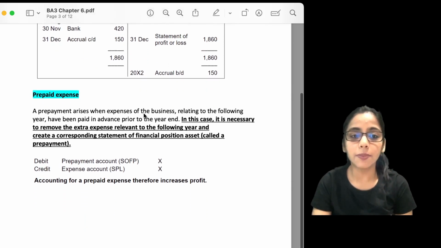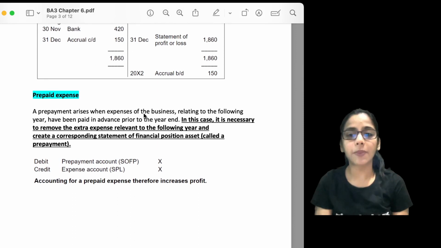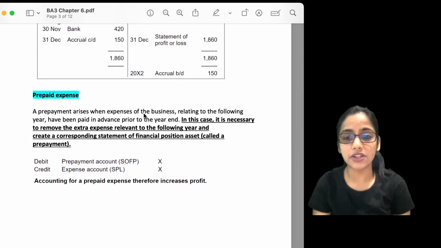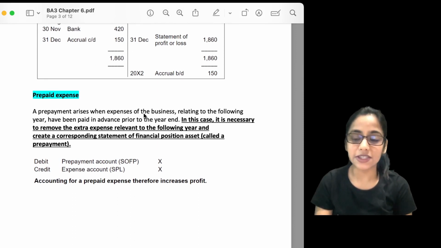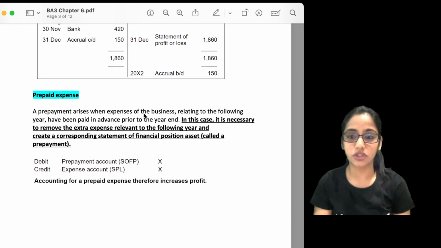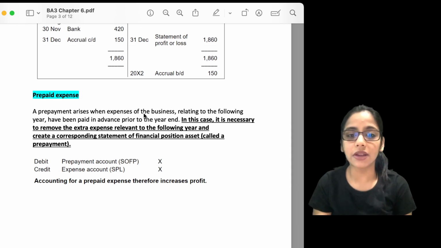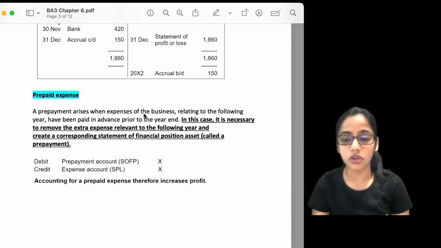So let us look at prepaid expenses. From the term itself, it is quite obvious that the expenses are prepaid, which means that they are paid in advance. What it says is that a prepayment arises when the expenses of the business have been paid in advance or prior to the year end. So whatever expense you need to incur in the future, you've already paid for it. You've settled that expense in advance.